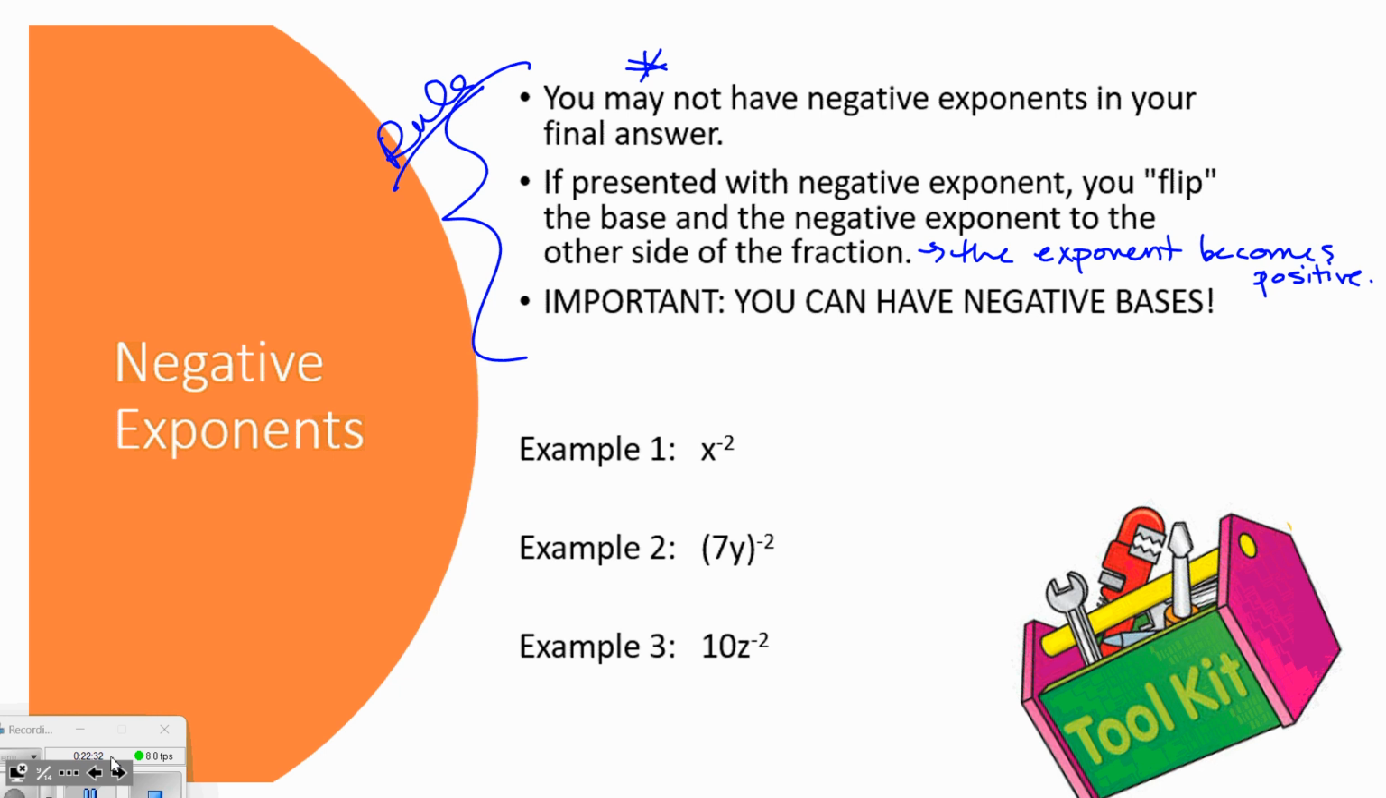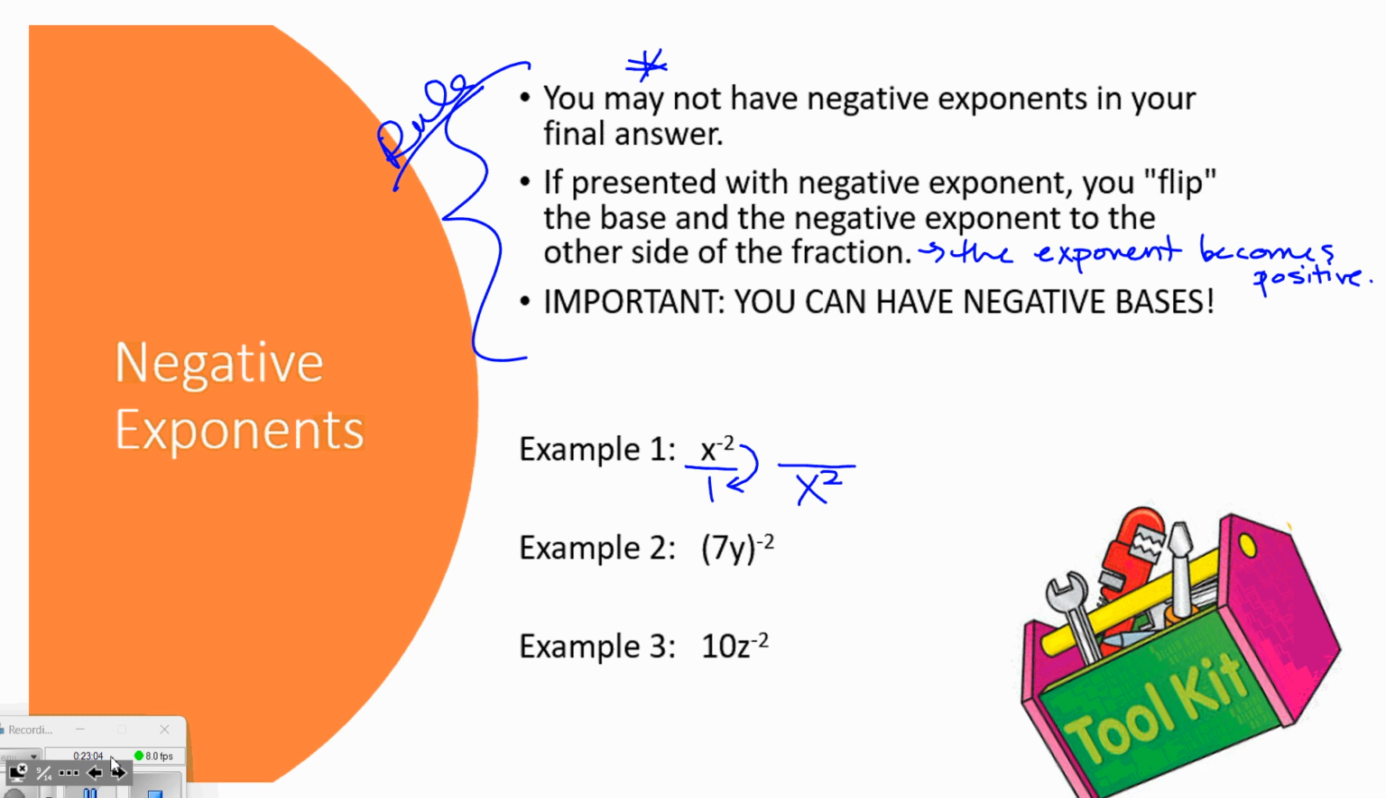So x to the negative second. I can't have that negative exponent in my final answer. So when I have the negative exponent, I'm going to flip the base to the other side of the fraction. This isn't a fraction, right? But I can make it a fraction by putting it over 1. So the negative exponent is going to flip this base to the bottom of the fraction. So the x comes down onto the bottom, and when it does, it makes the exponent positive.